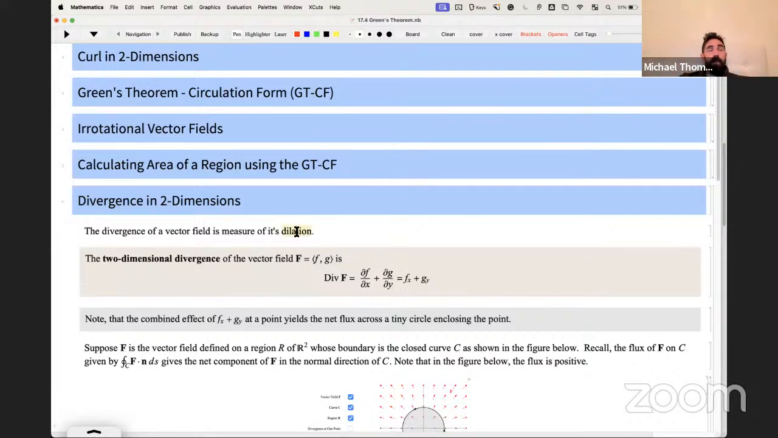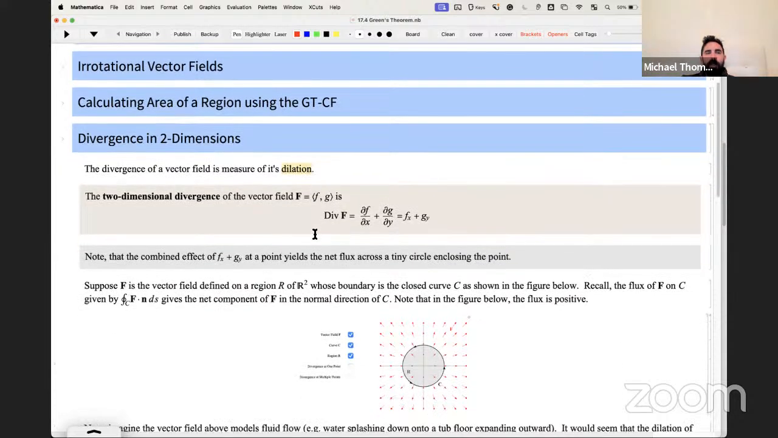The way to think of dilation is it's expansion or contraction. Okay, so like when your eyes dilate, if you ever get pulled over and they shine the flashlight into your eyes and they see whether your pupils are getting larger or getting smaller, we call that dilation. So the two-dimensional divergence of a vector field is given by, this is the shorthand notation, div f. And this is the divergence. And you could write this in shorthand notation as fx plus gy.